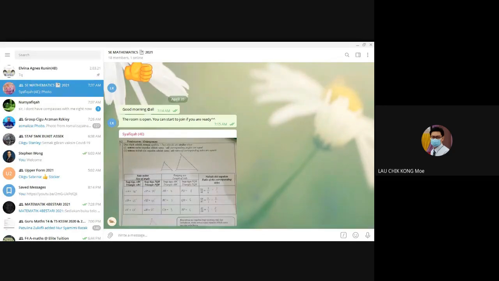Boleh kan? Okay. So if we follow the answer from Shafika, angle A equals 70 degrees, angle P also 70 degrees, and then the length of AB is 4 centimeters, PQ 8 centimeters. So the ratio PQ over AB is 8 over 4, which equals 2 over 1.